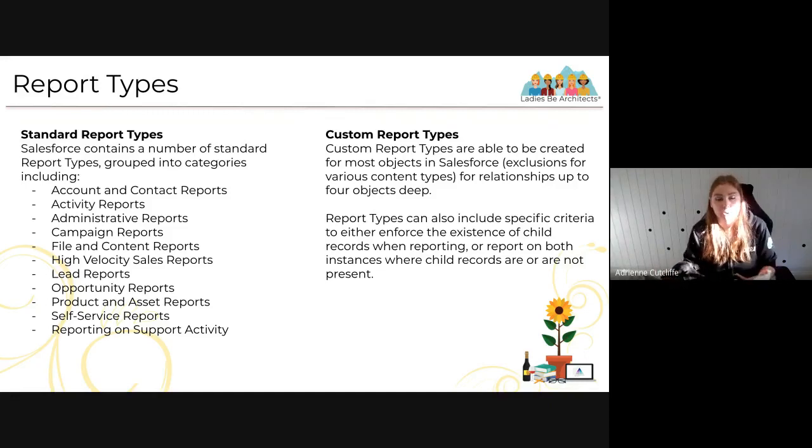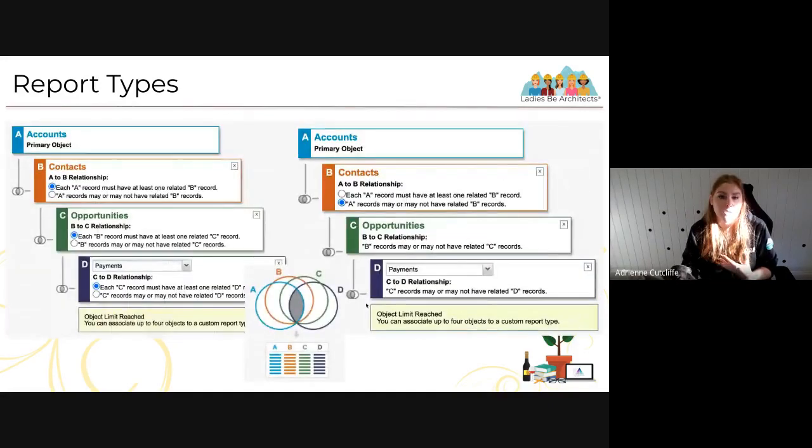So accounts with contacts, contacts with whatever custom object that you've got after that. So combining some of those standard and custom objects. So if you do want to create a new report type, these are kind of the options that you can go down. So report types can include up to 4 objects in them.